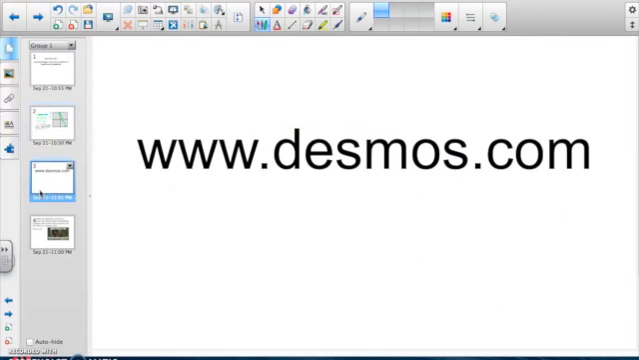If you will open a new tab in your Chromebooks and go to www.desmos.com, and I have the link up here. Feel free to pause it and write that down on scratch paper so you can type it into your new tab. I'm going to go ahead and pull that up for just a second.